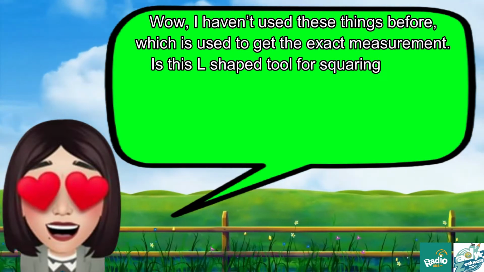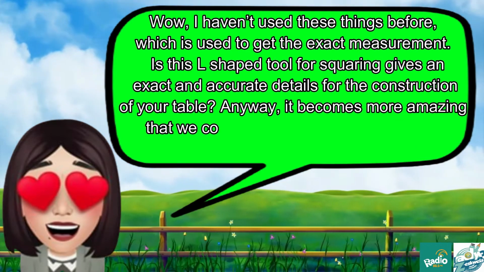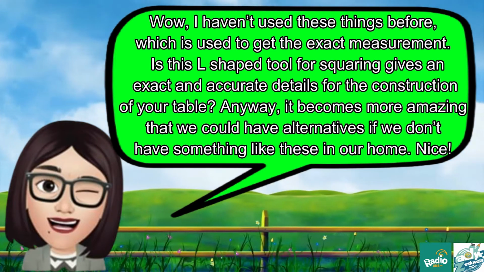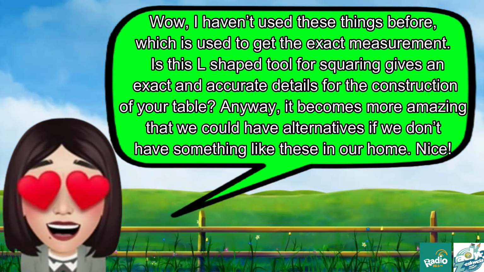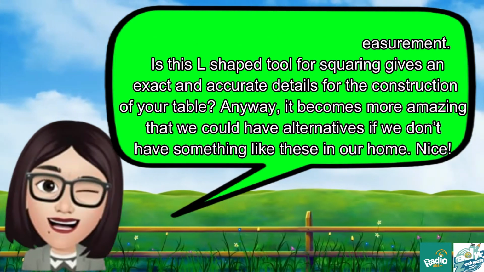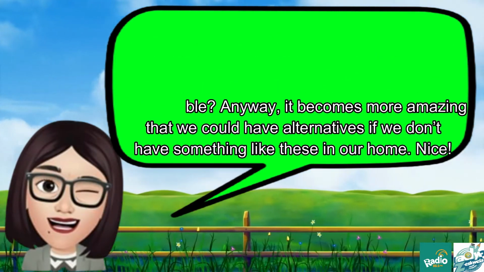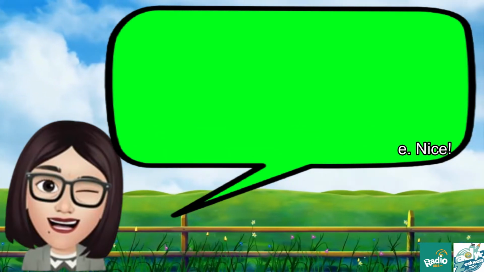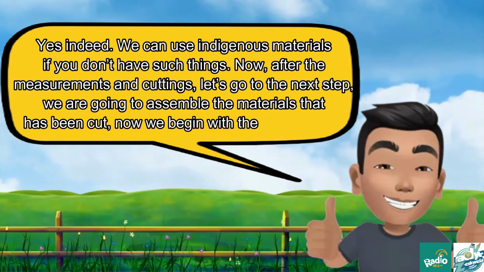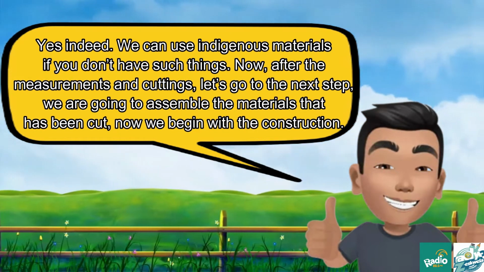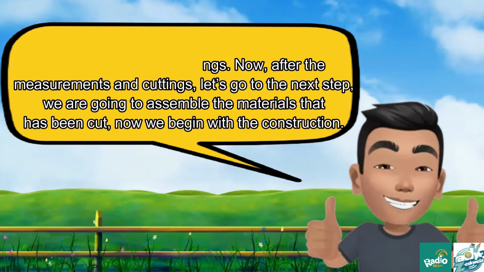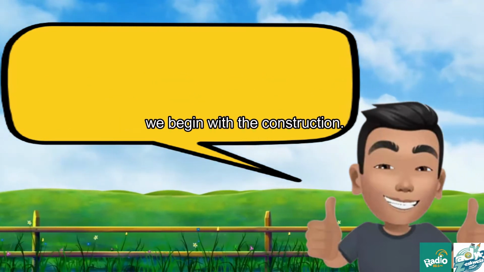Wow! I haven't used these things before, which is used to get the exact measurement. Is this L-shaped tool for squaring? It gives exact and accurate details for the construction of your table. Anyway, it becomes more amazing that we could have alternatives if we don't have something like this in our home. Nice! Yes, indeed. We can use indigenous materials if you don't have such things. Now, after the measurements and cuttings, let's go to the next step. We are going to assemble the materials that have been cut. Now, we begin the construction.